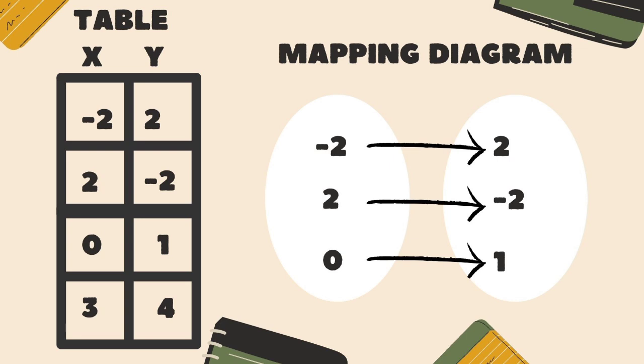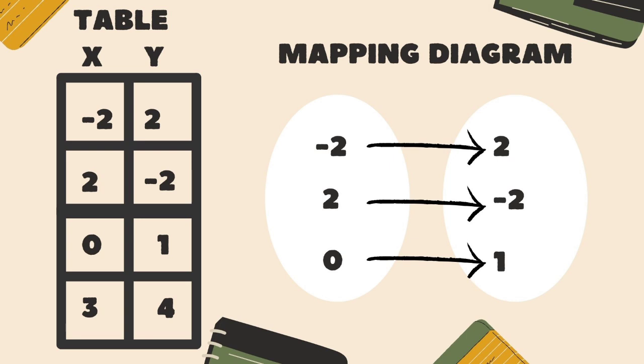All we need to do is put all the x, or all the first numbers, in the x column, while all the second numbers go in the y column. Once you put them all in, you have a table of values. Like in the example, the -2, 2, 0, and 3 are in the x column, while the 2, -2, 1, and 4 are in the y column. It is like you are just stacking the ordered pairs into the table you made.